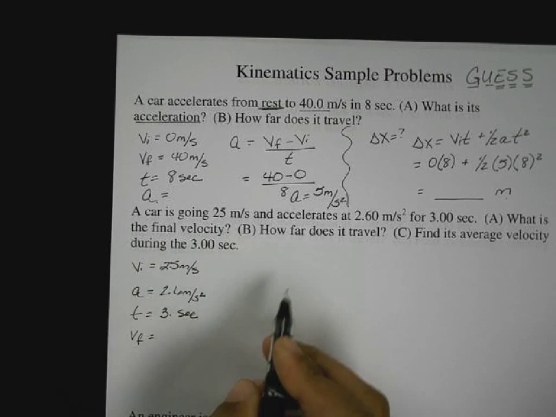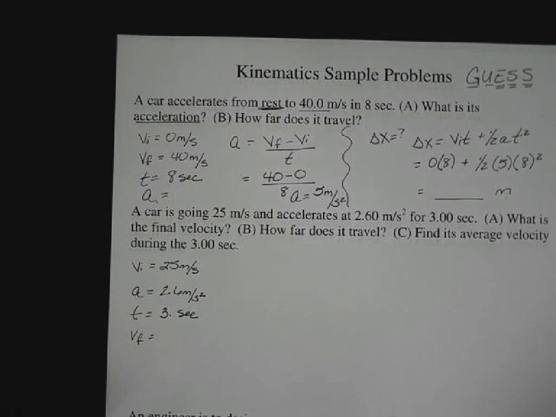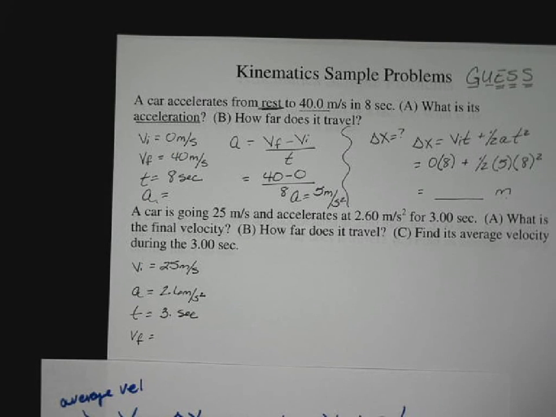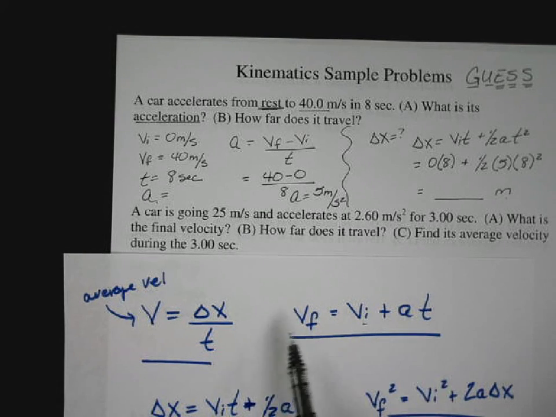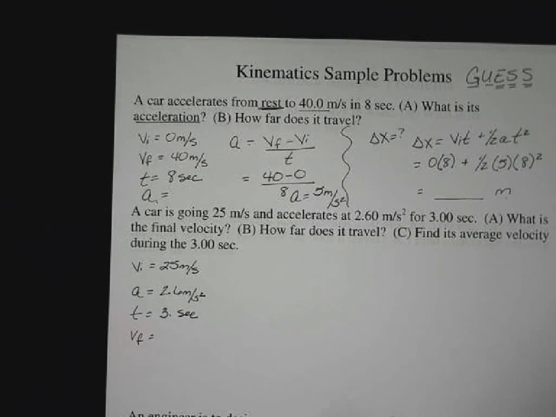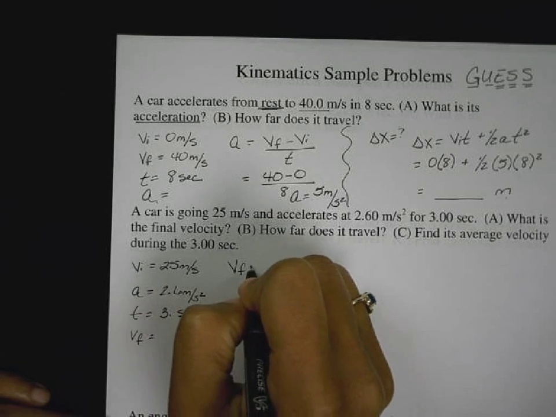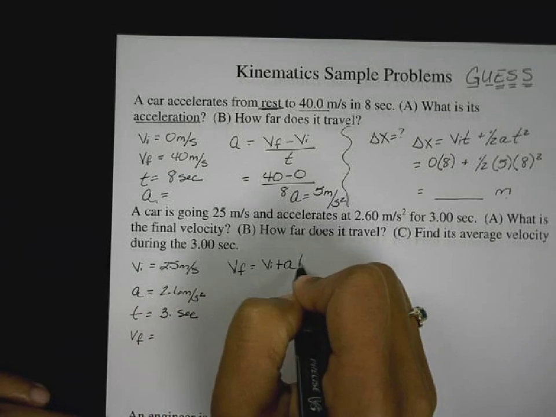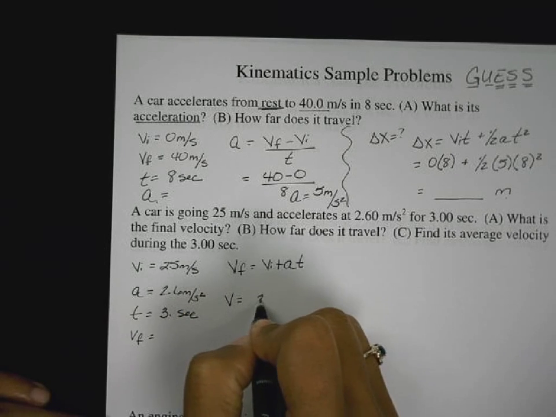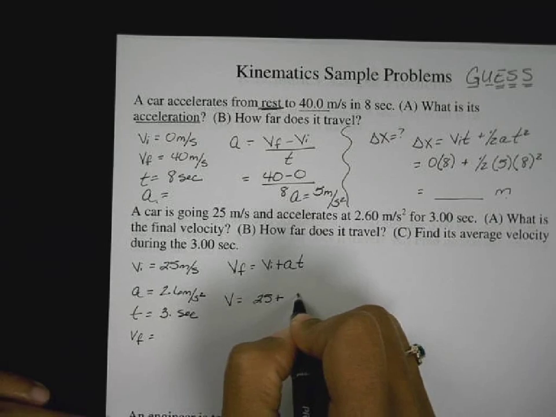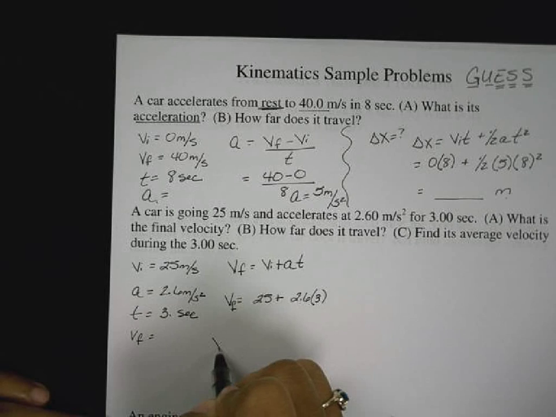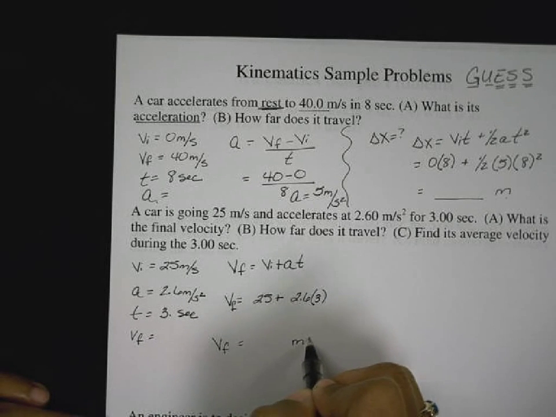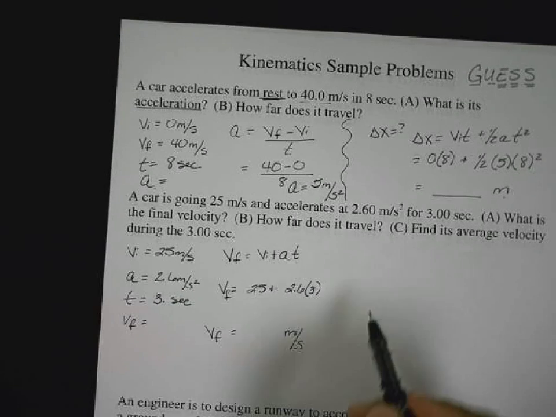What is VF? Alright, well, of my 4 equations, I would choose this one here, because I have an initial velocity, I have an acceleration, I have a time, and I'm looking for final velocity. This is our baby, and I don't have to rearrange it. So I can say VF is equal to VI plus AT. VF is equal to 25 plus 2.6 times 3. And whatever answer you get, VF, the unit for velocity is meters per second. So I will leave the calculator work up to you.